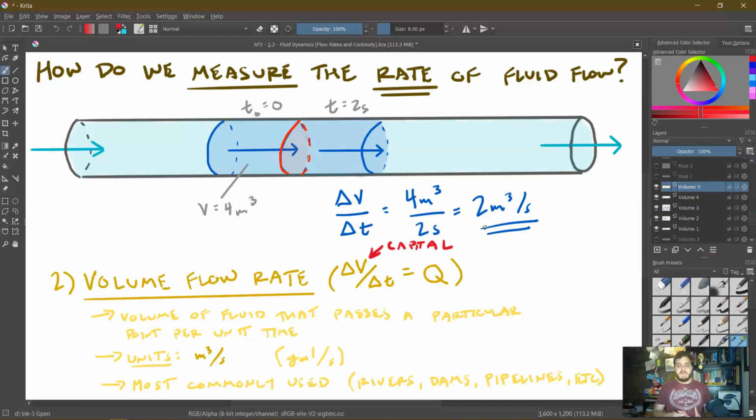So capital V over delta T, but it's also often abbreviated simply as Q. This is the volume of fluid that passes a particular point. In this particular situation, it was this point right here per unit time, and the units are typically cubic meters per second. Now, I will say that if you see gallons per second, which is what you might see in the United States, it's exactly the same thing. It's just an imperial unit rather than a metric unit.